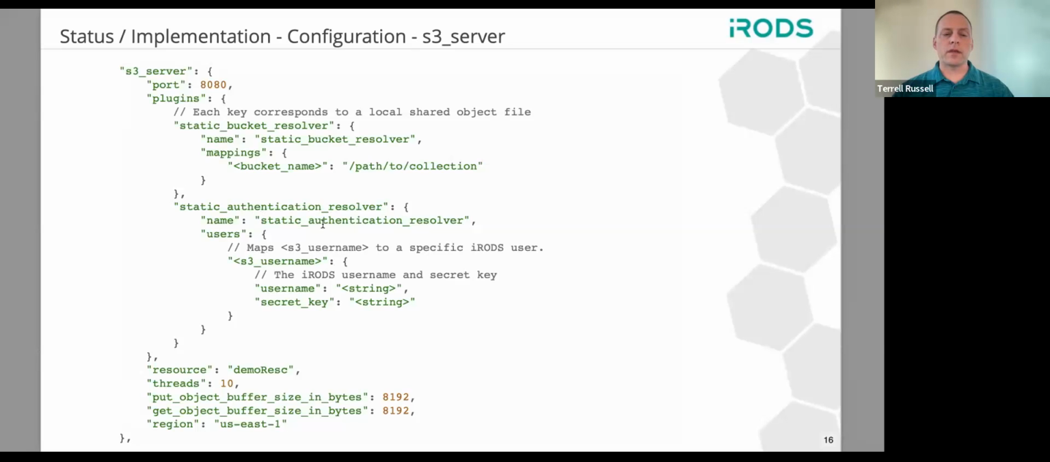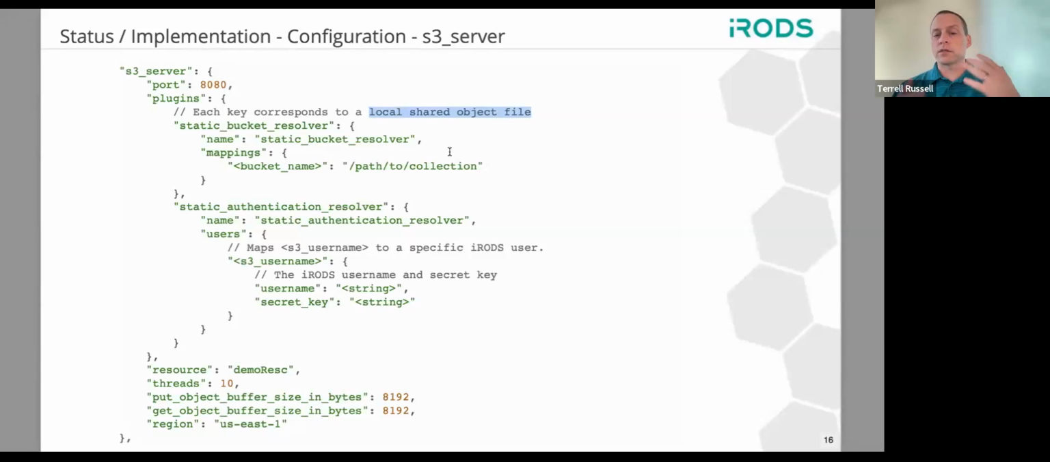And then we have the current static resolver for username as well. So we've got S3 username and the secret key. Again, these are defined in a JSON file for today, but the idea is that this is picking up a shared object inside the server.